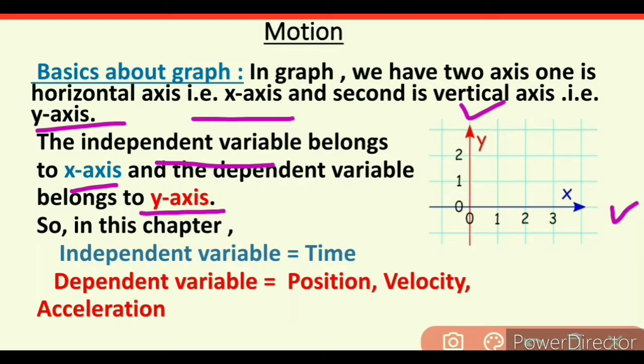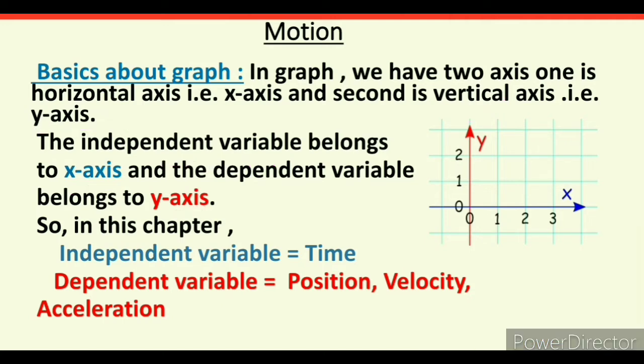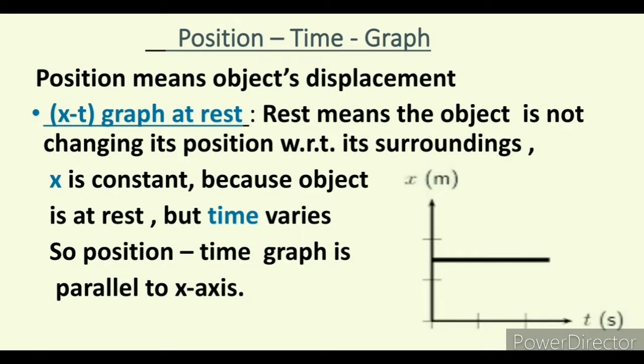In this chapter we have four variables: time, position, velocity and acceleration. We take the independent variable as time, and position, velocity and acceleration are taken as dependent variables. Now we have the position-time graph. Position means the object's displacement, how much it moves from its origin.